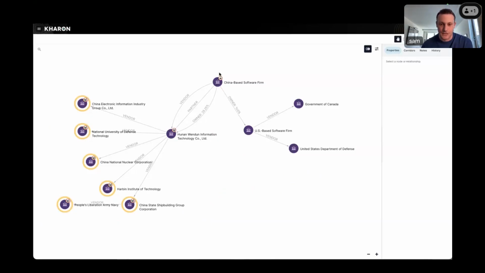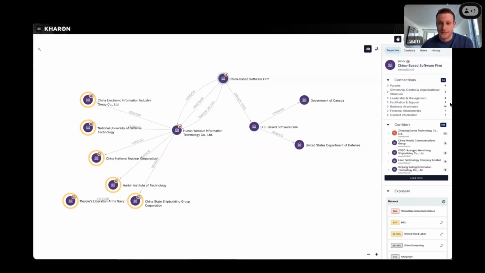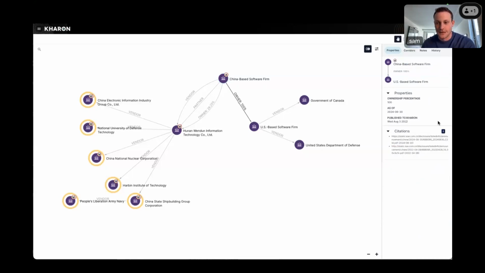So we have a Chinese-based firm at the top of the chart here, and as I build this out, I can learn a little bit more about that firm, who they work with, business associates, et cetera. I see here that they have a link to some of these risk typologies that we have here in Charon Clearview. And if I go over here, I can see that they retain 100% ownership through Chinese corporate disclosures of a US-based firm that sells products to the government of Canada and the US DoD.